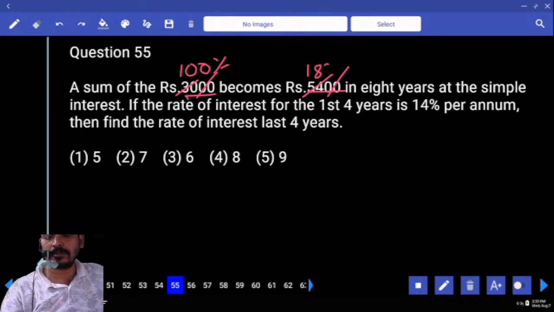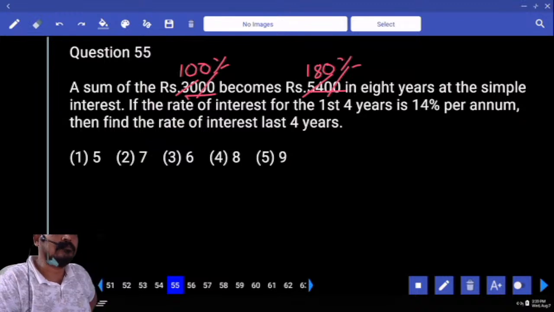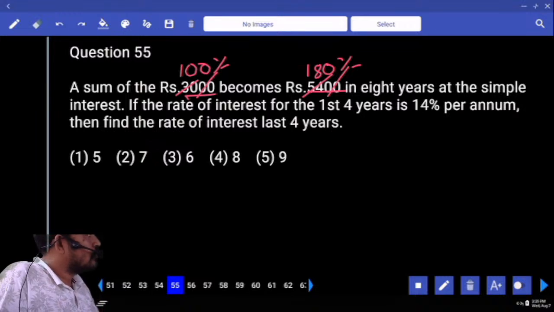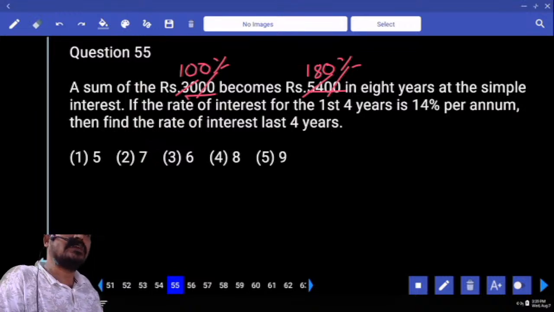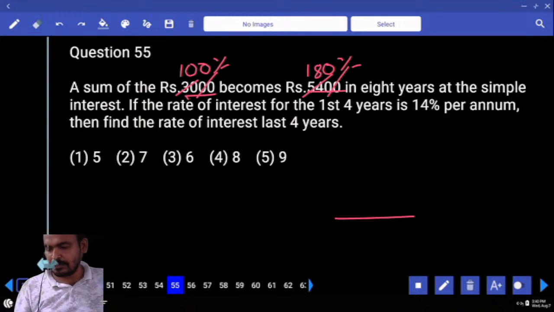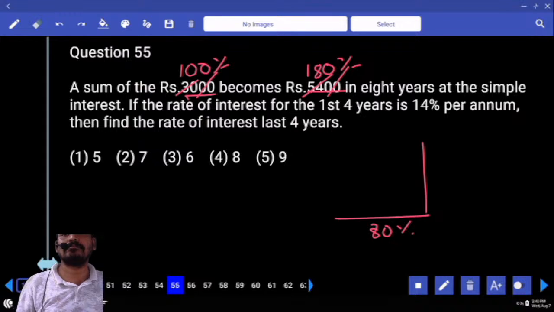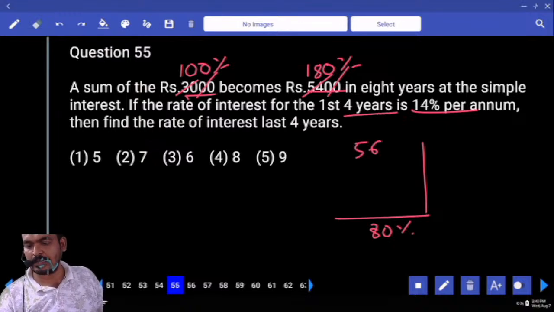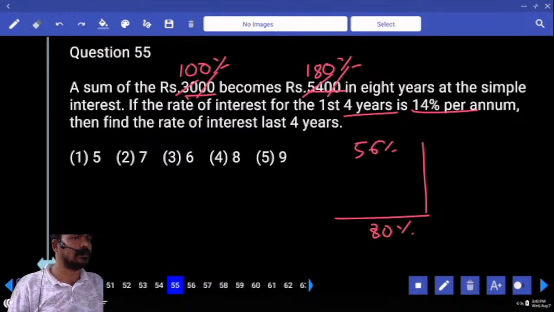Then 18 becomes 180%. Then the principal is how much? 100%. The amount is how much? 180%. Means how much percent interest? That 80% interest is received in how many years? 8 years. 8 years or only 1 year? 8 years. For the first 4 years, is the rate of interest given or not given? Given. What is the per annum rate of percent in the first 4 years? 14%. 14 for 4 years is 56. That is the interest earned in the first 4 years.